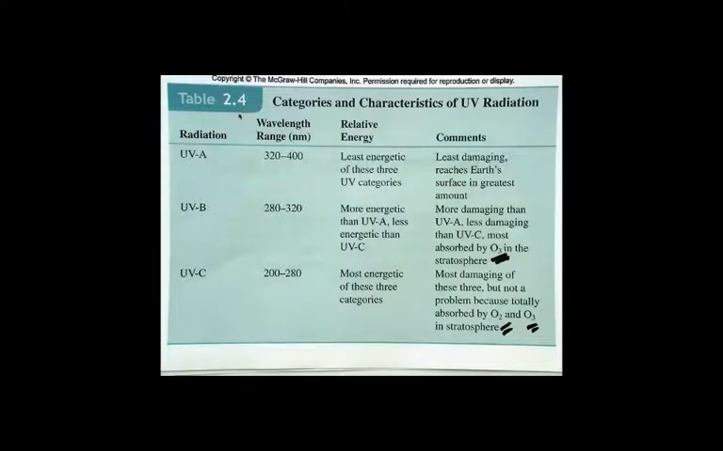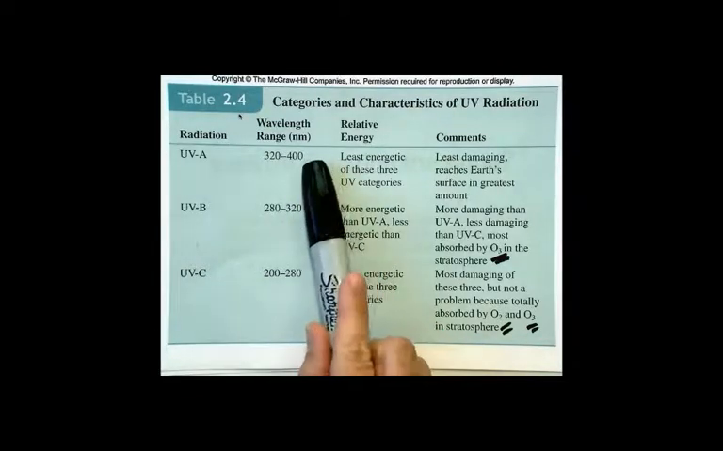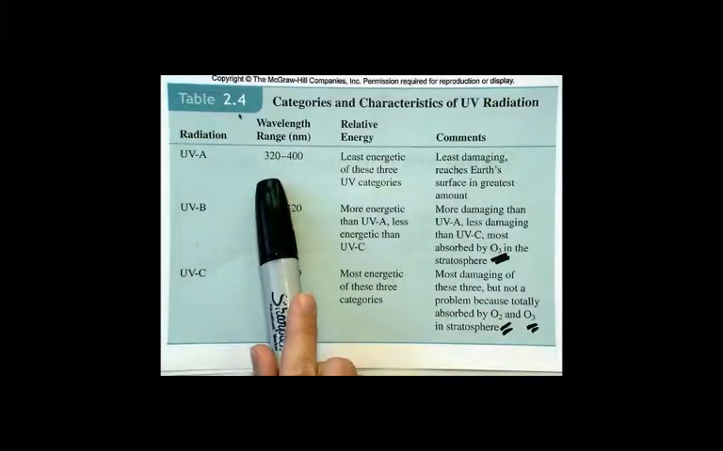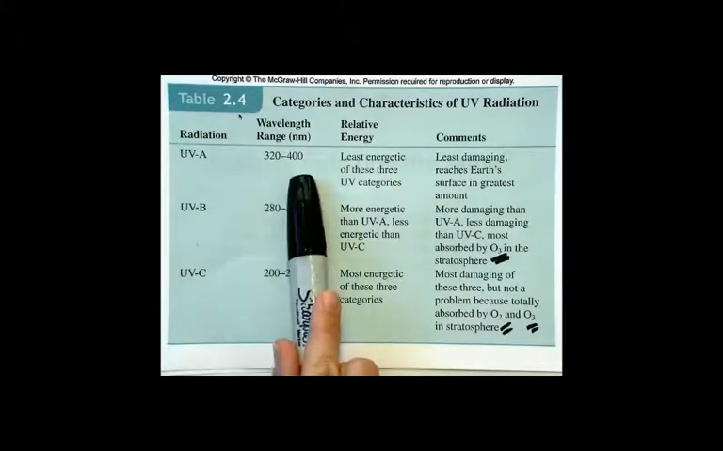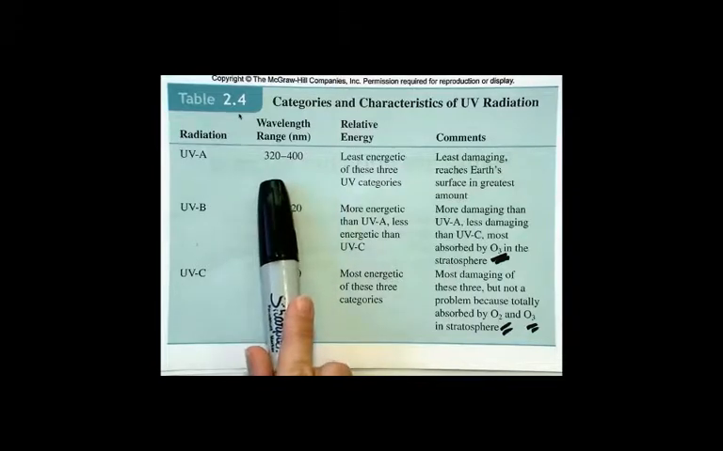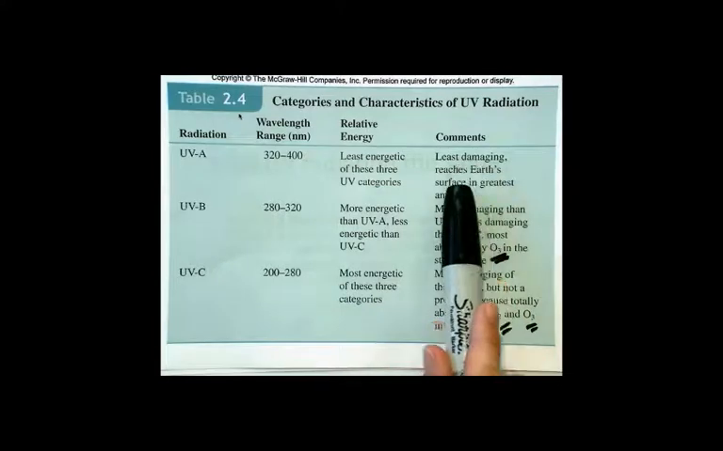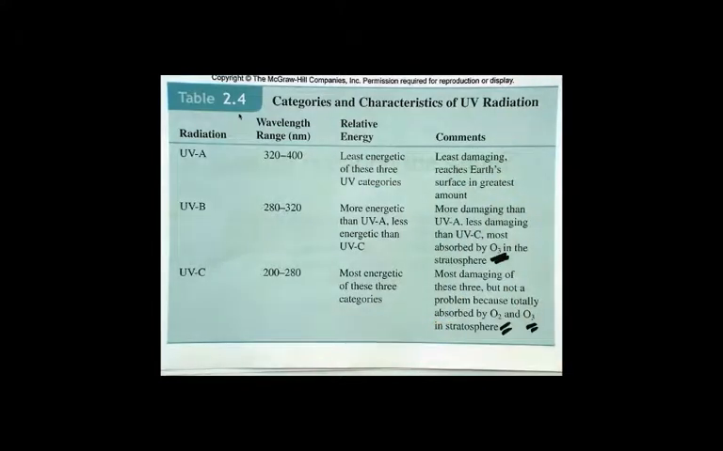A, B, and C. And so A region, B region, C region. A is from 320 to 400, B is 280 to 320, C is 200 to 280. Since there's a relationship between wavelength and energy, A is the least energetic region of the UV part of the spectrum, and so, therefore, it's the least damaging. It reaches the Earth in the greatest amount, but it does the least damage when it gets here.